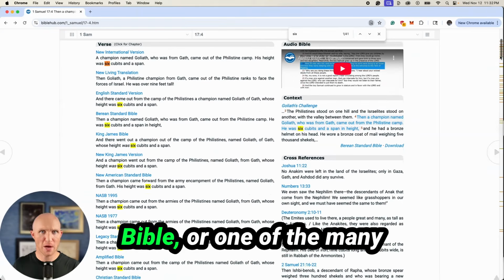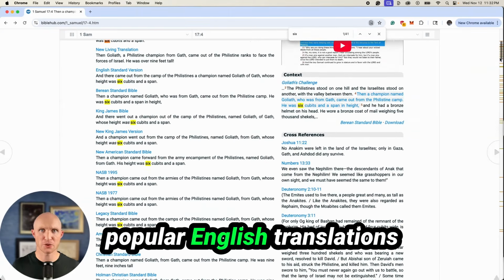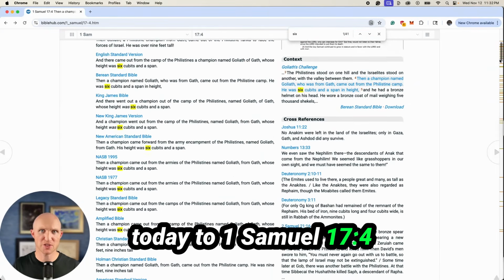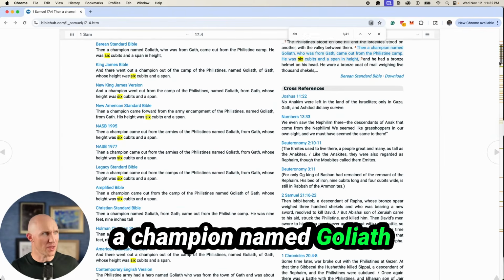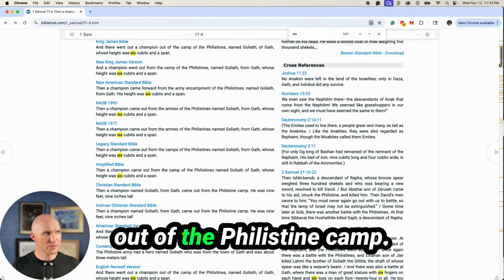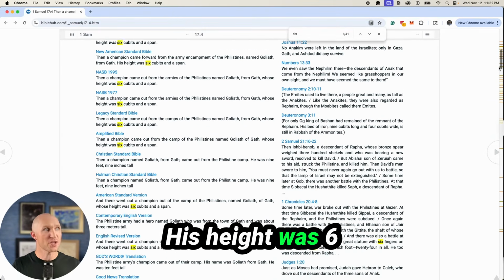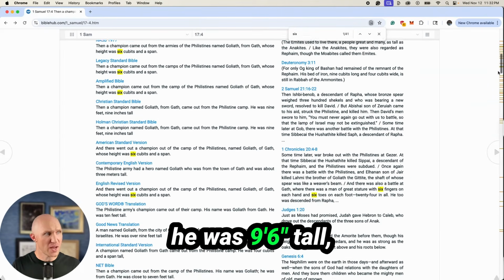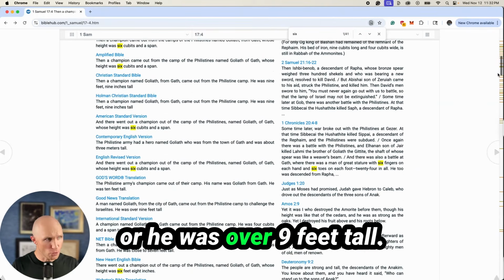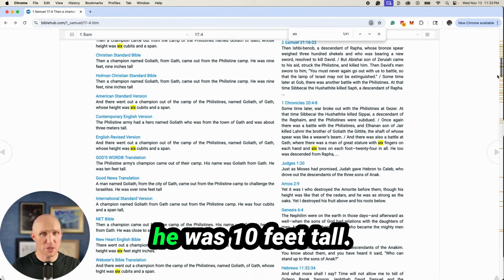If you were to open your Bible, or one of the many popular English translations today, to 1 Samuel 17 verse 4, it would read something like this. A champion named Goliath, who was from Gath, came out of the Philistine camp. His height was 6 cubits and a span. Some even say he was 9 feet 6 inches tall, or he was over 9 feet tall. One even says that he was 10 feet tall.